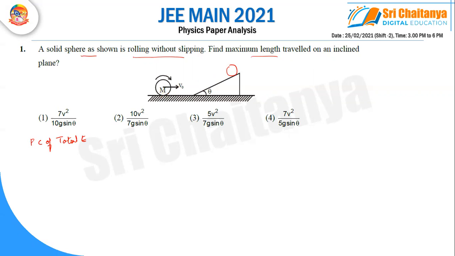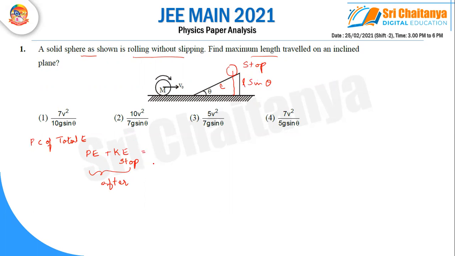Now if this length is L, this particular height will be L sine theta. The climbed up height gives potential energy. So finally we'll have only potential energy because it is going to stop here, so kinetic energy will be zero. This is after climbing up.